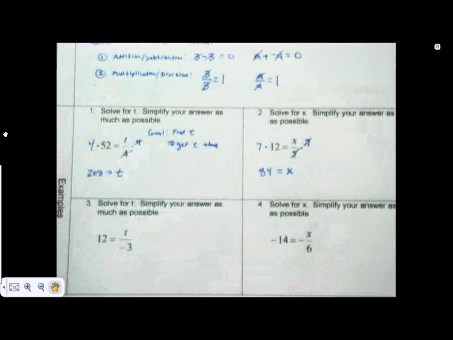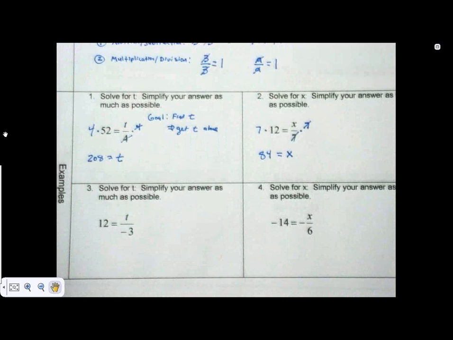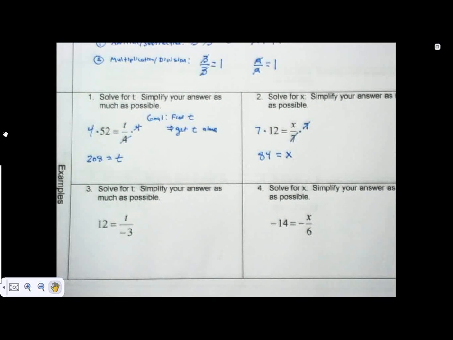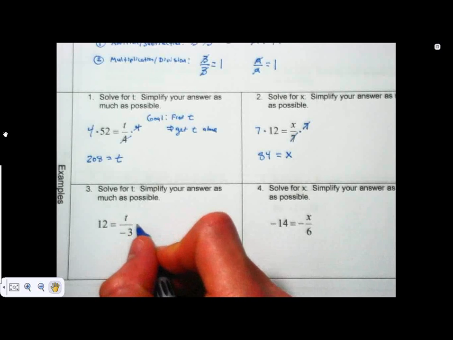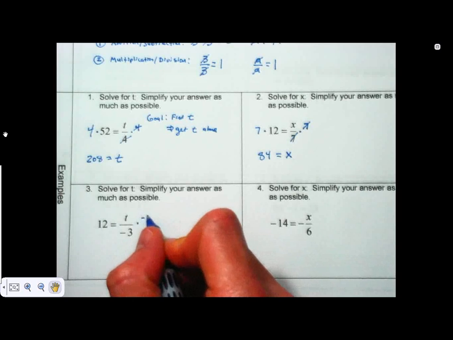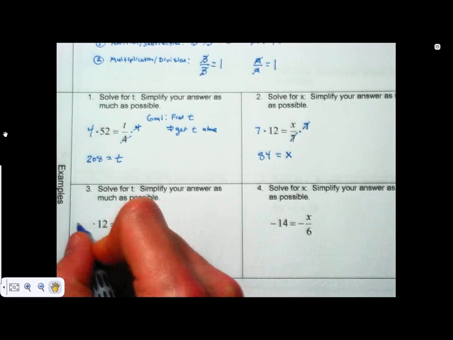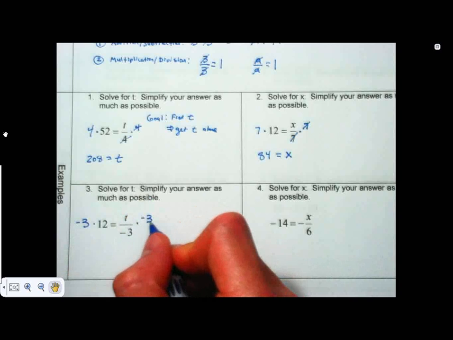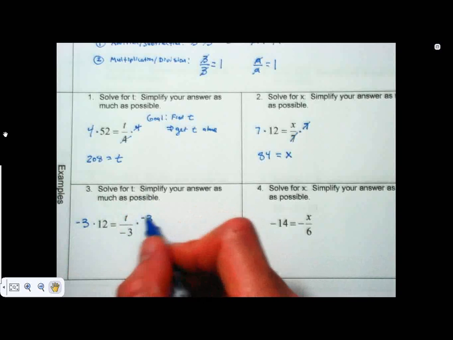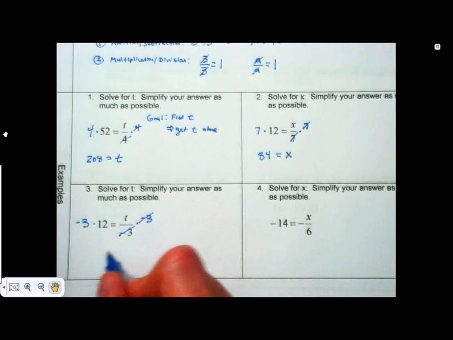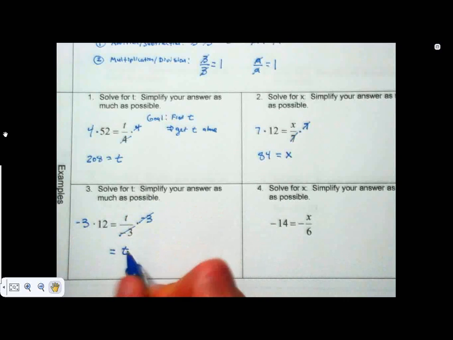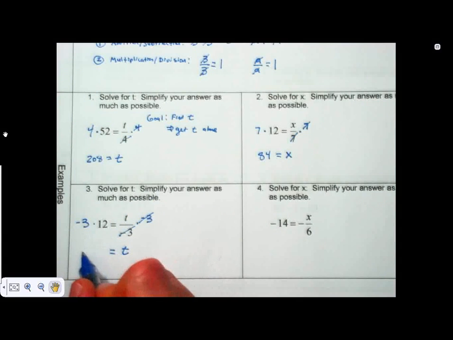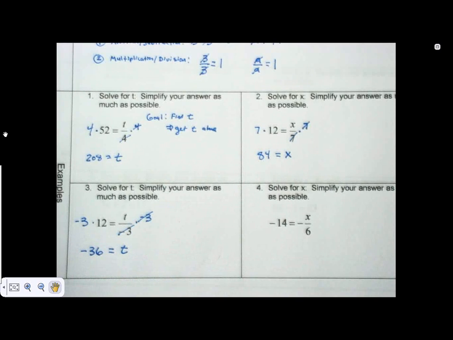All right, I want you to try number 3 and 4. Pause the video and then restart it when you're ready. So number 3, again, we're going to multiply both sides by -3. If I want to undo division by -3, I have to multiply by -3. Those -3's will cancel and make 1, so t is what's going to be left. On the other side, I'll be left with -36.